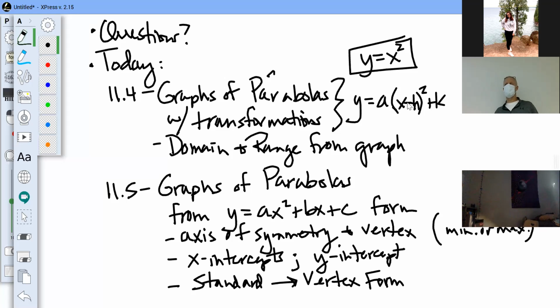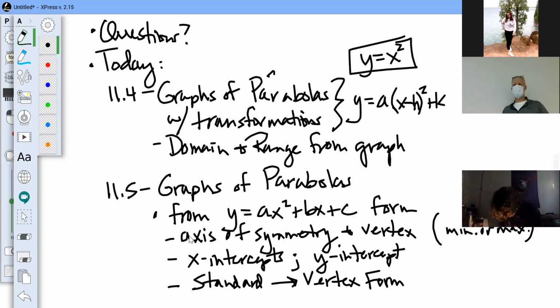Okay, it's really simple. We'll make a table of values, but I'll also show you on a graphing calculator how to find a table of values for any graph and what that graph looks like. And it's pretty simple. The other section is on graphs of parabolas, but mainly from standard form. So we're going to dig out information that's useful to graph.